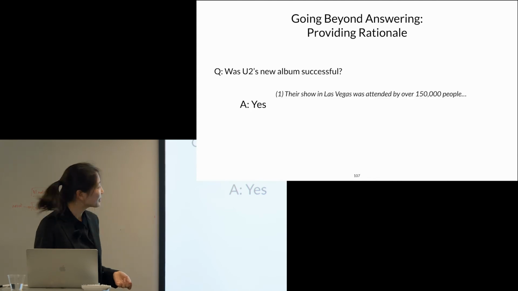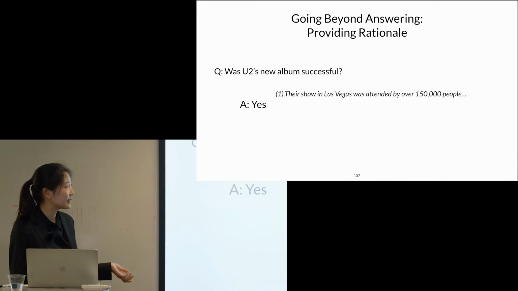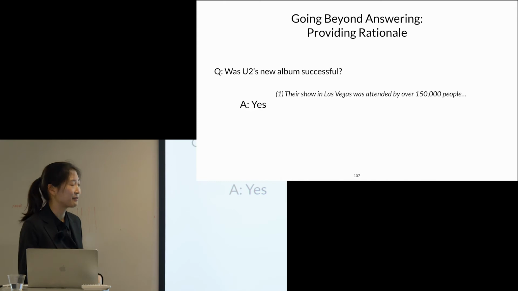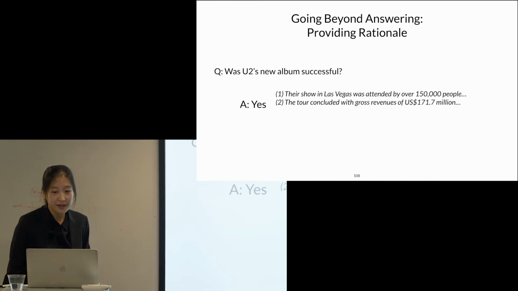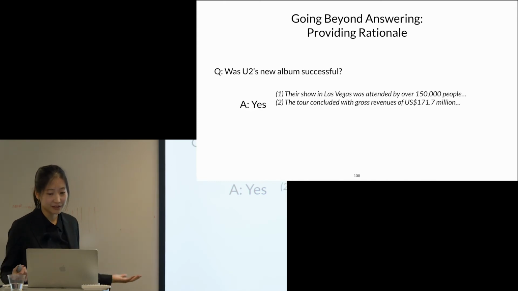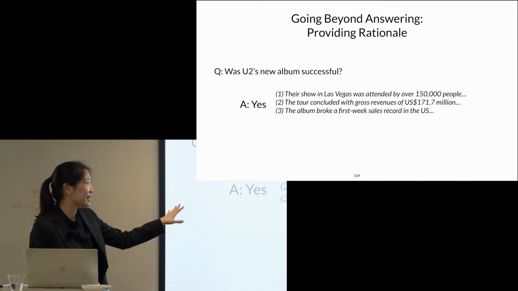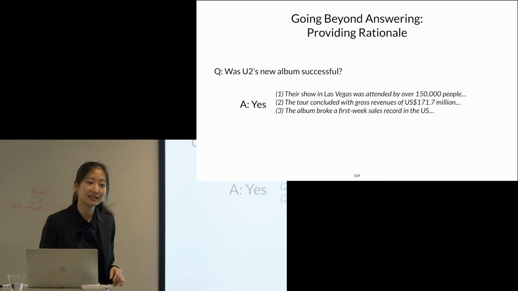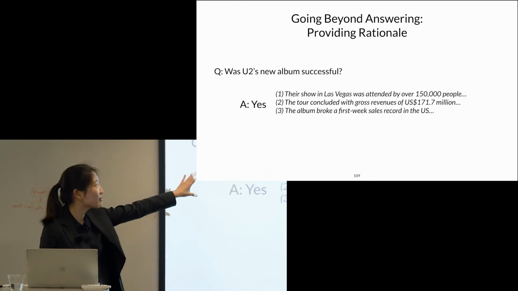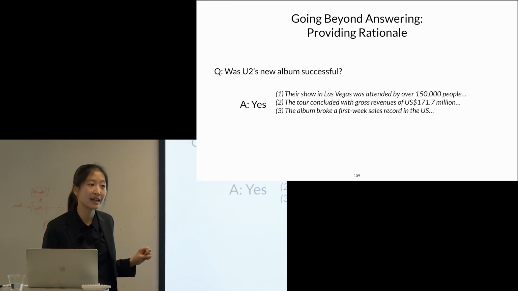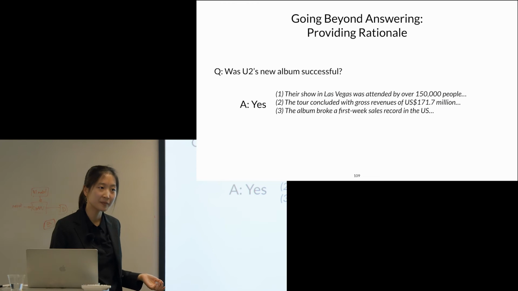So it could be either the air show in Las Vegas was attended by over 150,000 people, or the tour concluded with a gross revenue of a large sum of money, or the album broke a sales record in the United States. Any of them is fine, but you want this kind of finer-grained text that comes as an answer.